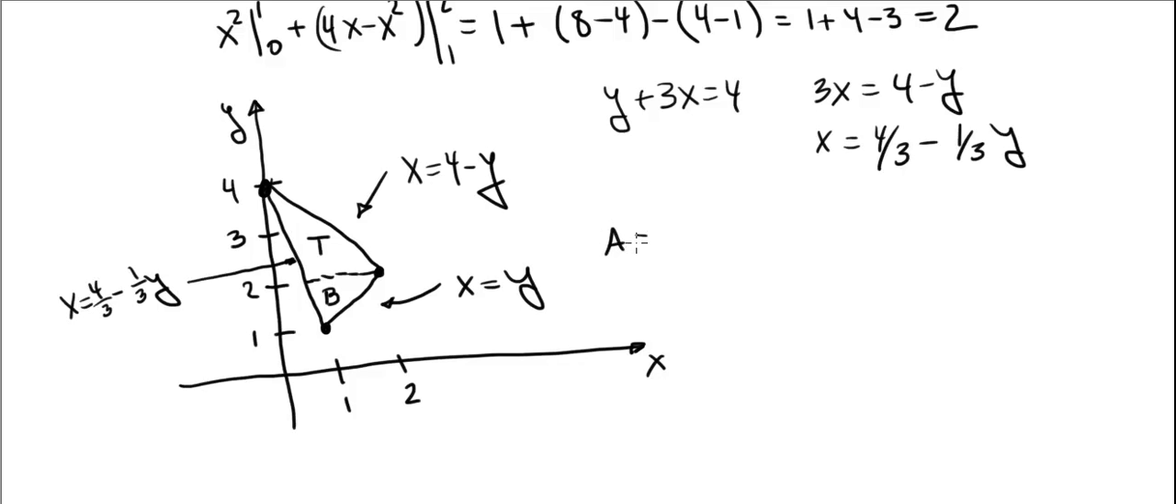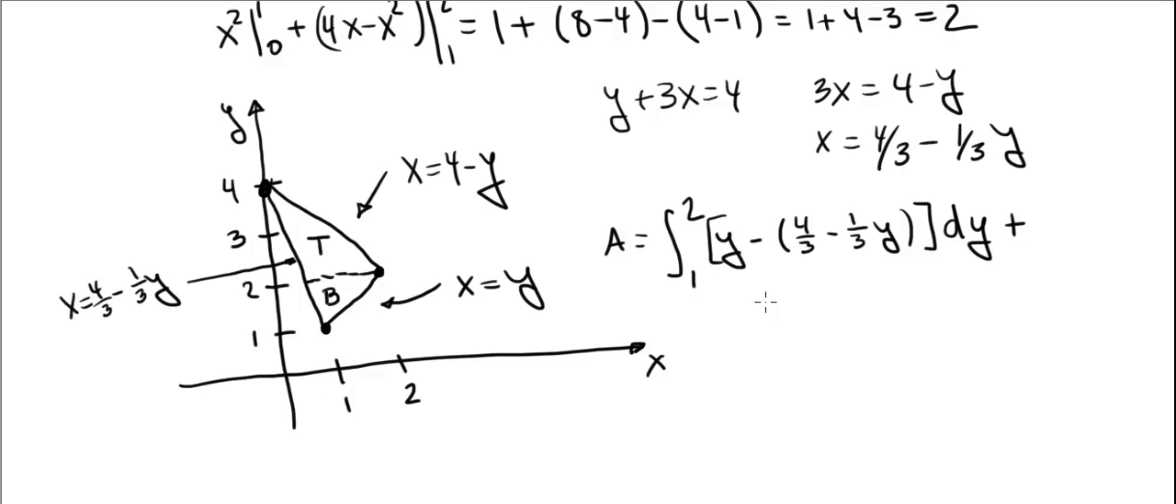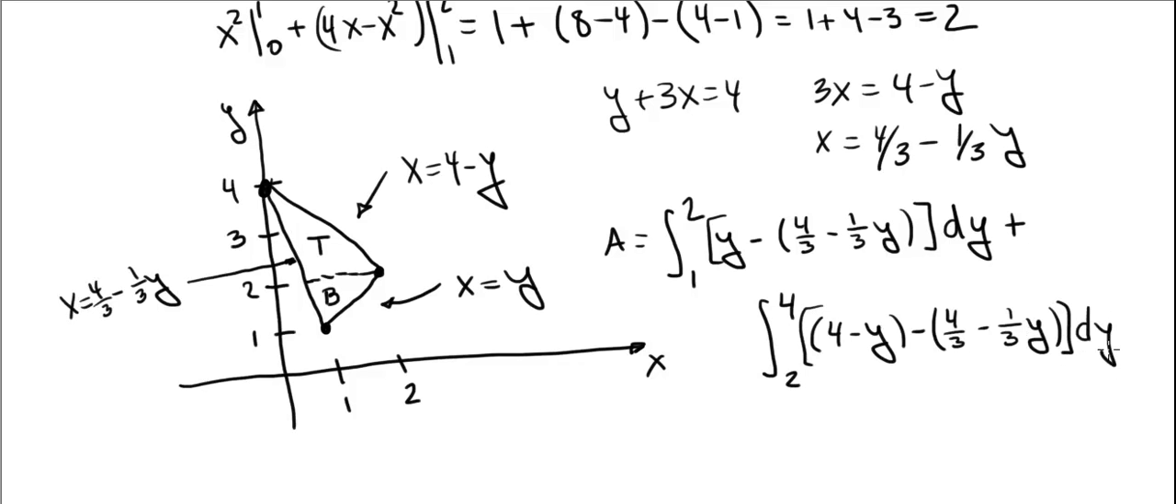The area is equal to the area of the bottom region, which is the integral from 1 to 2. The function on the right is y minus the function on the left, which is 4/3 minus 1/3 y dy, plus the area of the top region. That would be the integral from 2 to 4. The function on the right is 4 minus y minus the function on the left, which is 4/3 minus 1/3 y. So let's simplify this and then integrate.